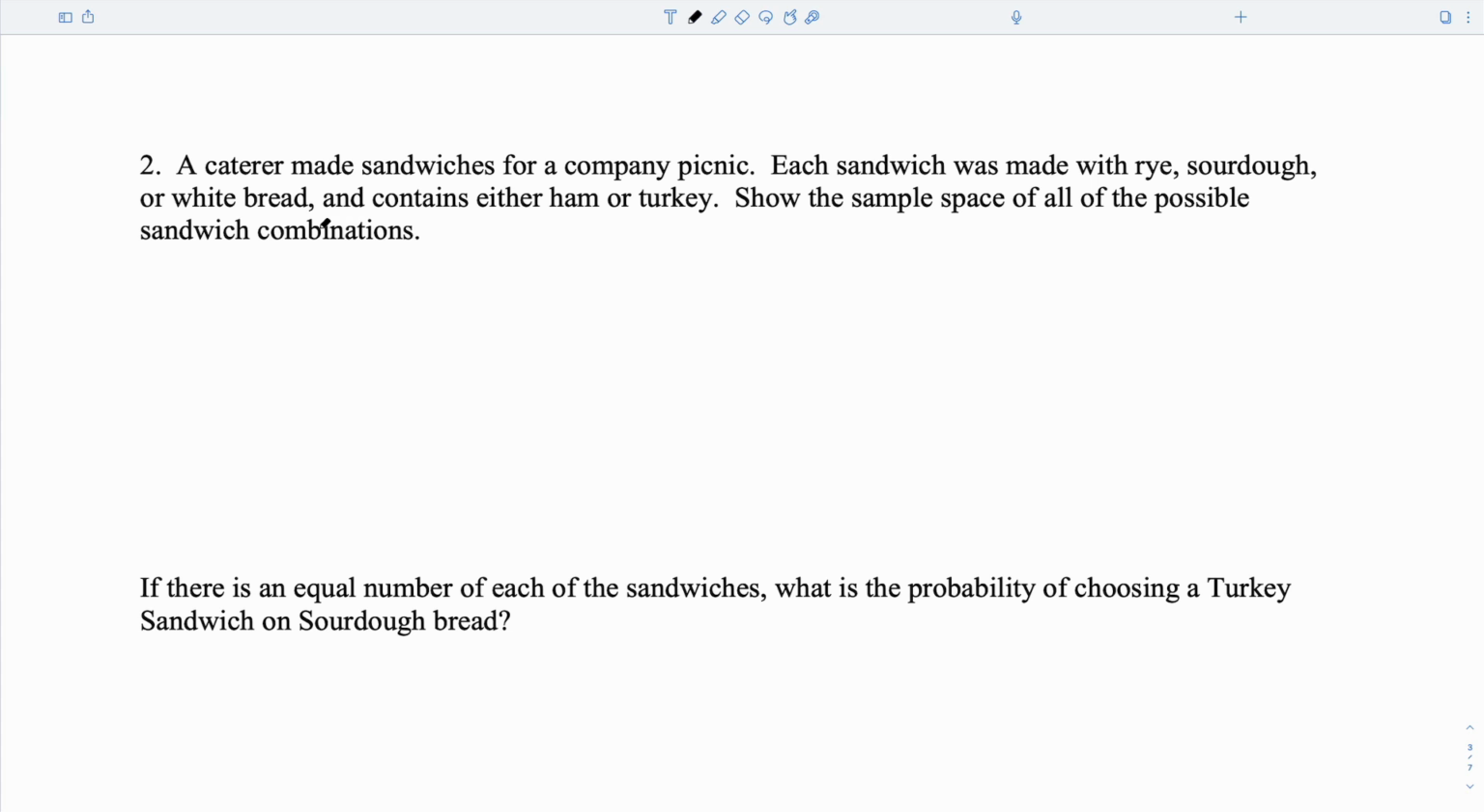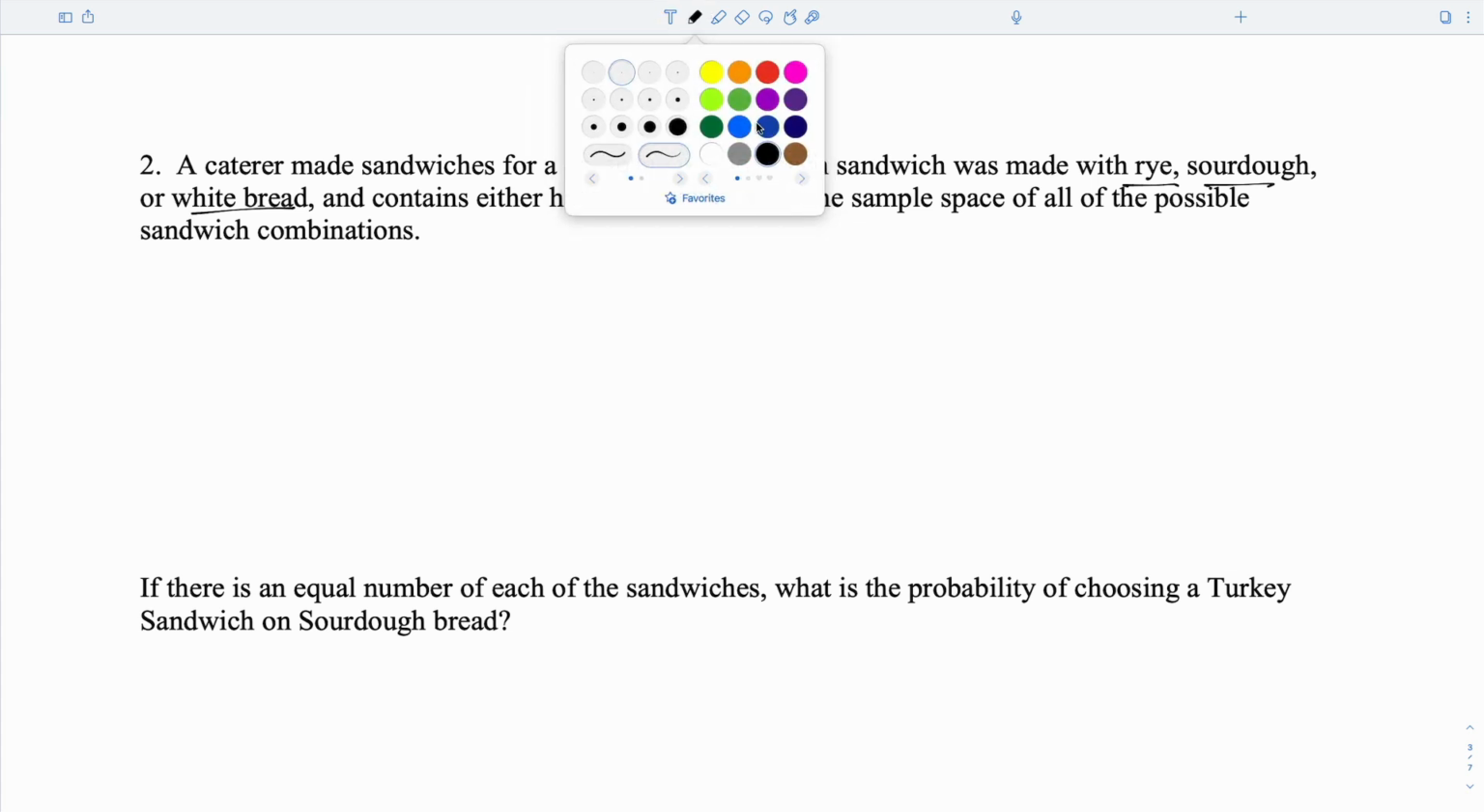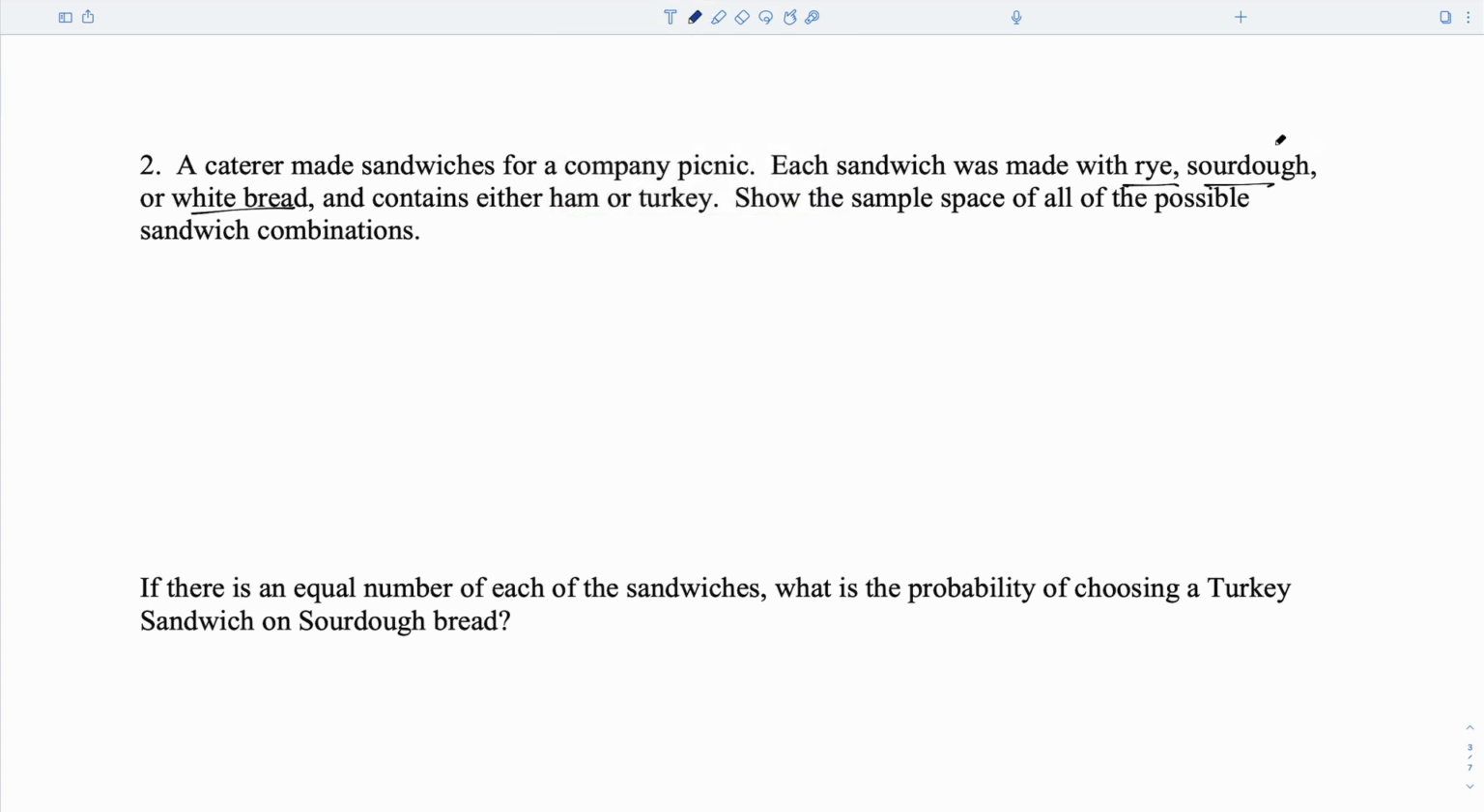Brea Bryden, that's your first. Brea Bryden. Okay. Number 2. Read it for us, please, Maya. Okay, so we're starting off with bread. We're going to either have rye, sourdough, or white. Those are the 3 options of bread.